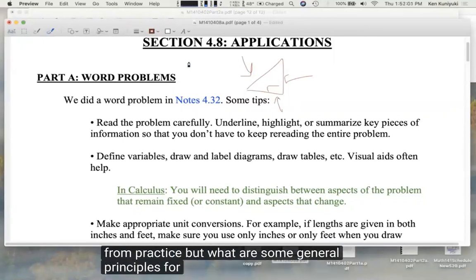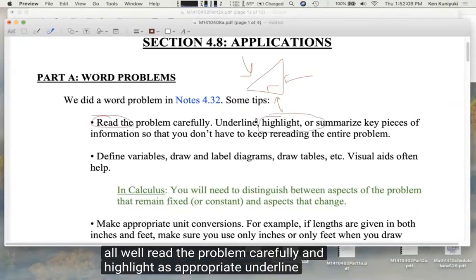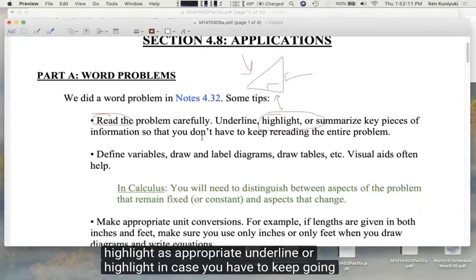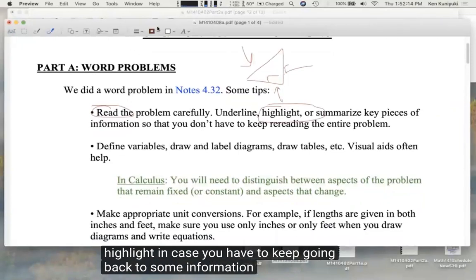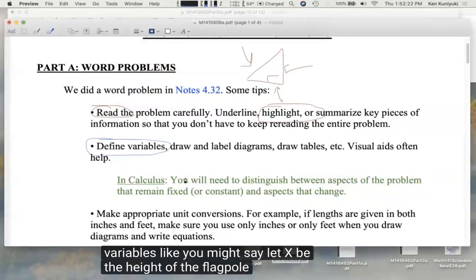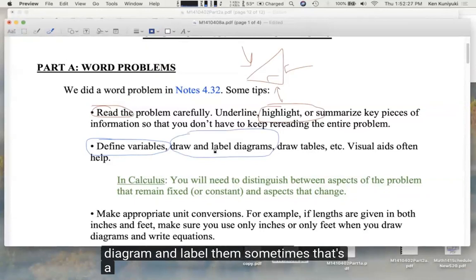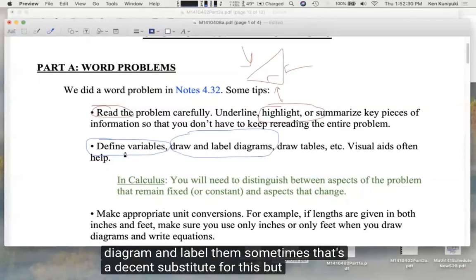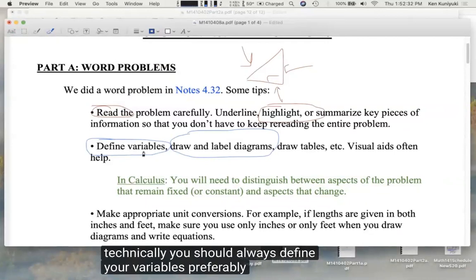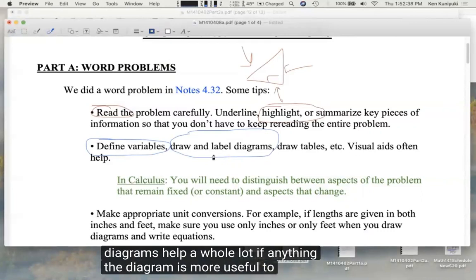But what are some general principles for word problems? First of all, read the problem carefully and highlight as appropriate, underline or highlight, in case you have to keep going back to some information. Define variables, like you might say, let x be the height of the flagpole. Draw a diagram and label them. Sometimes that's a decent substitute for this, but technically you should always define your variables, preferably in words. But diagrams help a whole lot. If anything, the diagram is more useful to a student.